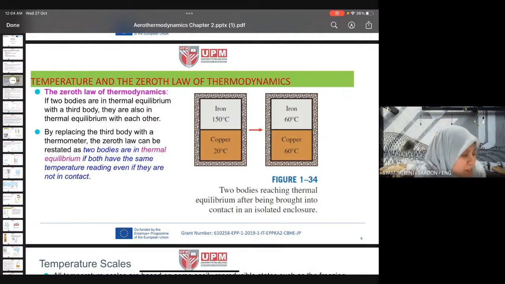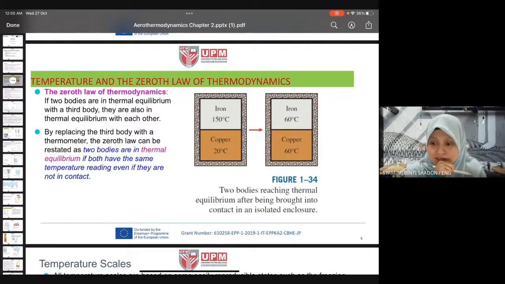So, temperature and the zeroth law of thermodynamics. Last week I mentioned that we have the first law and second law of thermodynamics that you are going to learn in this aerothermodynamics course. But we also have a zeroth law. It's a bit strange, a bit different. We thought that we only have first and second, but we have zero. But we don't have a negative law, thankfully. So we have the zeroth law of thermodynamics.